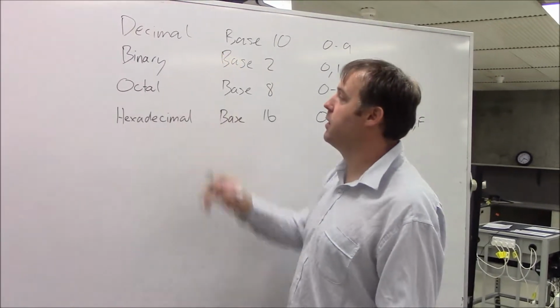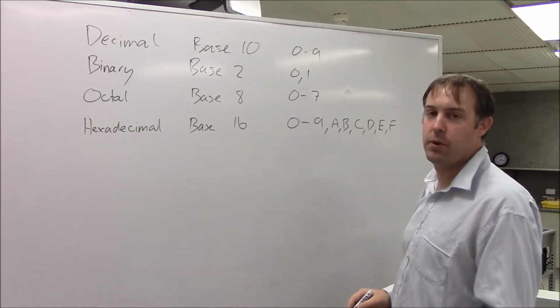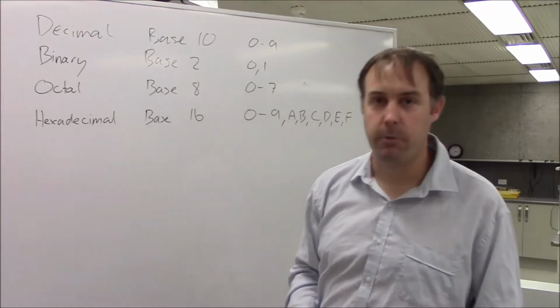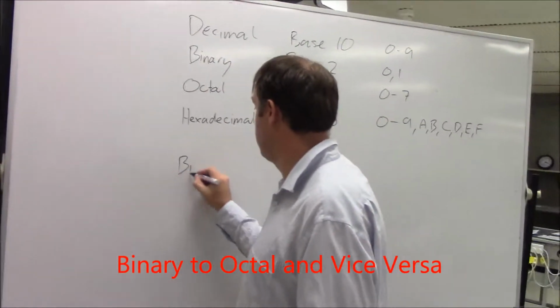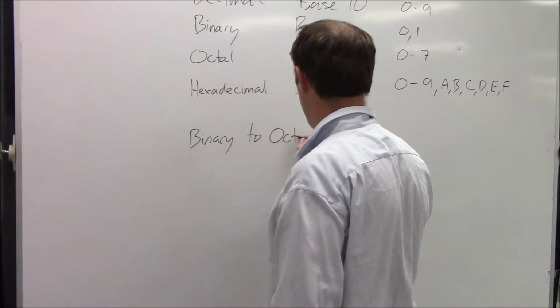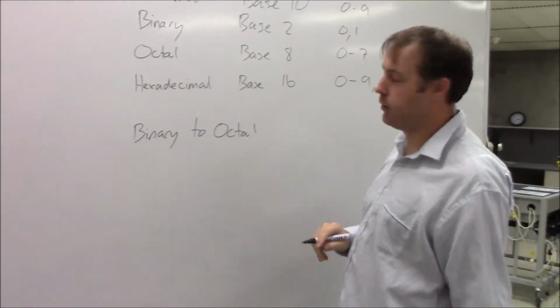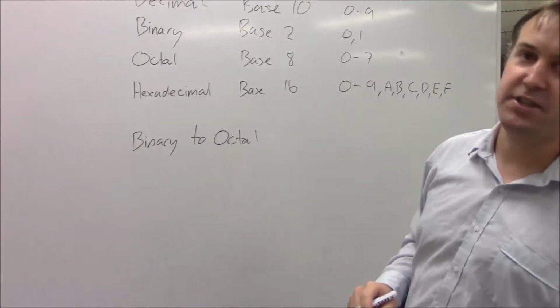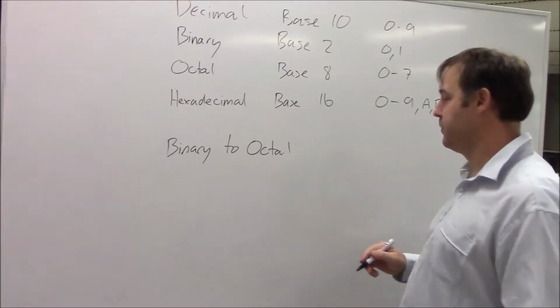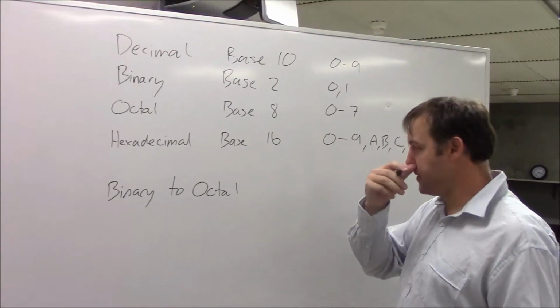It's much easier, because binary to octal and binary to hexadecimal is really, really easy. So I'll show you how to do that. Alright, so binary to octal. Is this the only way to do it? Well, it's not the only way, but it's the easiest way. So we'll just stick with this way then. Yep, it is so much easier.